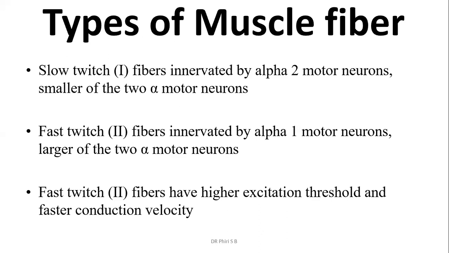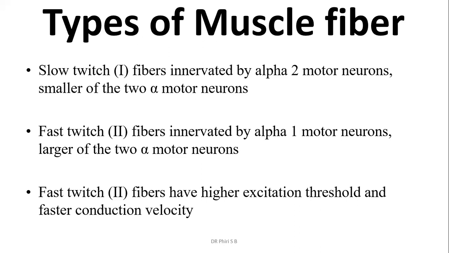Types of muscle fiber, which is also very important for a student to understand. There are two major types of muscle fiber. Here, we are biased towards skeletal muscles. So we have the slow twitch fibers that are innervated by the alpha-2 motor neurons, which are the smaller of the two alpha motor neurons, alpha-1 and alpha-2. The fast twitch fibers are innervated by alpha-1 motor neurons. So they are larger of the two.